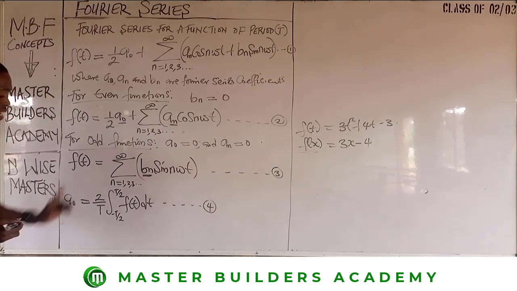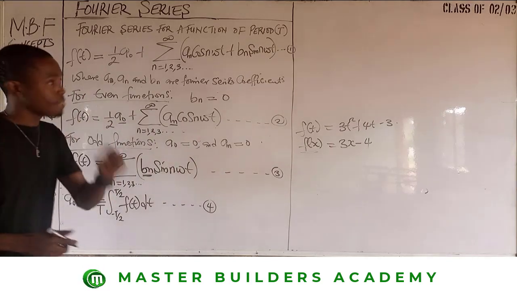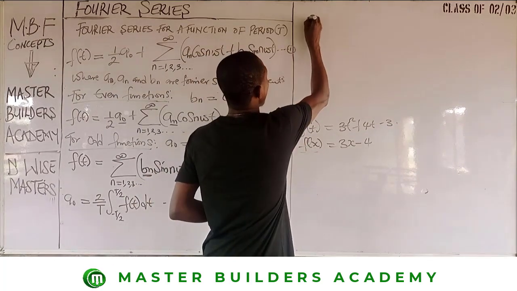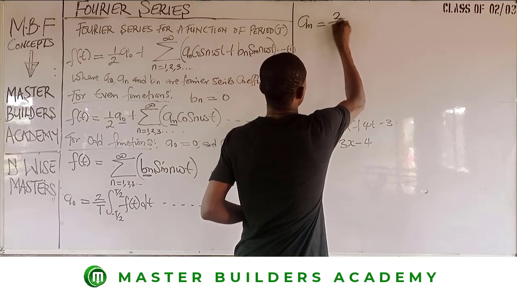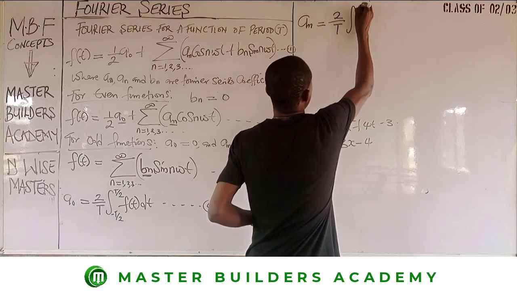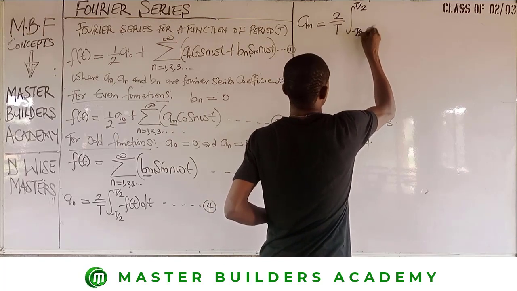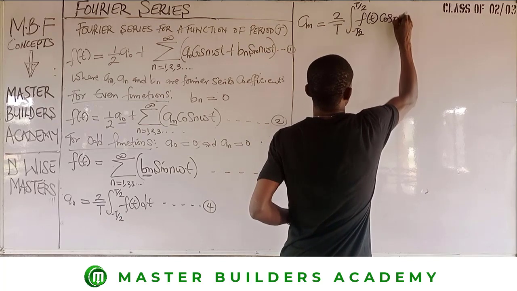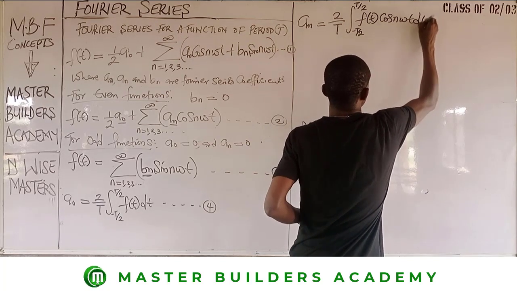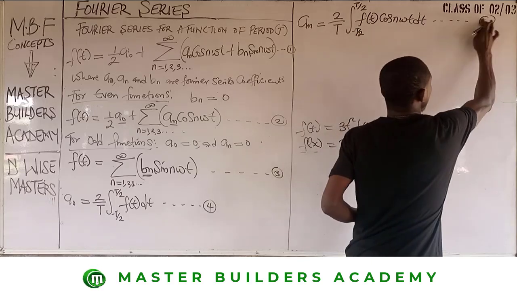Okay, now the next is, how do I obtain an? When we move here, an is given as 2 over T integral from negative T over 2 to T over 2 of f of t cos n omega t dt. This becomes equation 5.